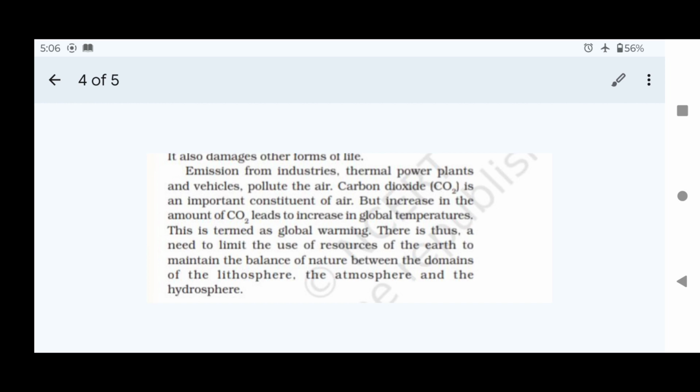Here is an excerpt. Emissions from industries, thermal power plants and vehicles pollute the air. Carbon dioxide is an important constituent of the air, but an increase in the amount of carbon dioxide leads to an increase in global temperatures. This is termed global warming. There is thus a need to limit the use of resources of the earth to maintain the balance of nature between the domains of the lithosphere, the atmosphere and the hydrosphere.